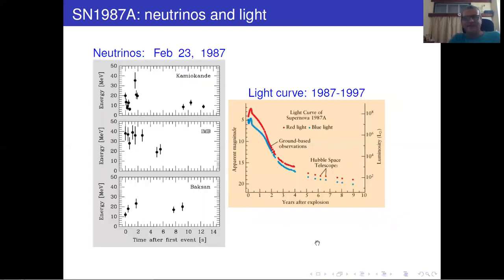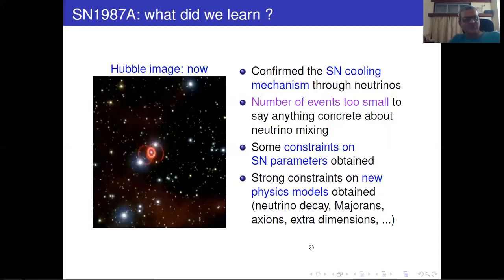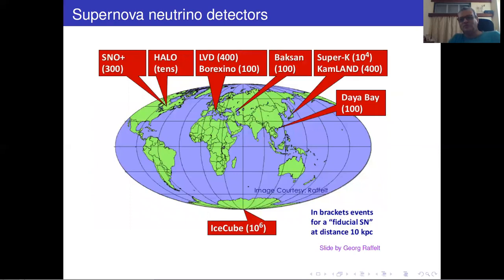However, you would all agree that 25 events is not enough, so we should hope for a future supernova. And one supernova is not enough, we should have many detectors. The detectors that you see here are ones that will be able to observe neutrinos coming from a supernova. Of course, how many neutrinos are observed depends on how far the supernova is. So the normal convention is to take what is called a fiducial supernova, at a distance of about 10 kiloparsecs, where the center of our galaxy is about 8 kiloparsecs from the sun. So this is about near the center of our galaxy.